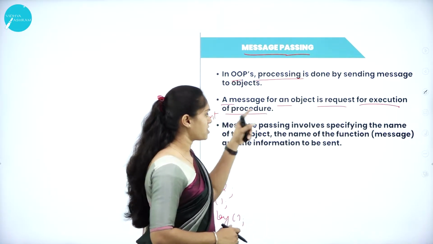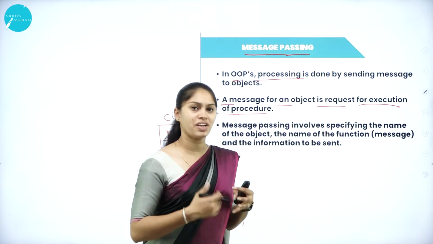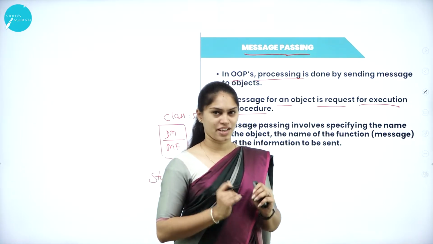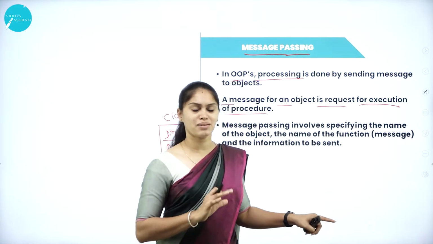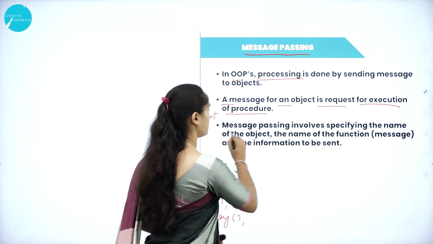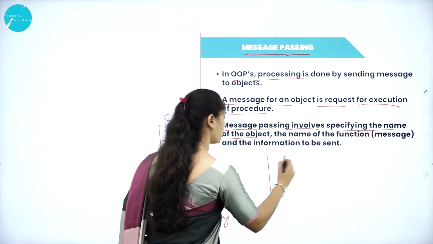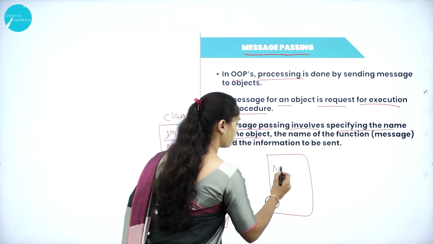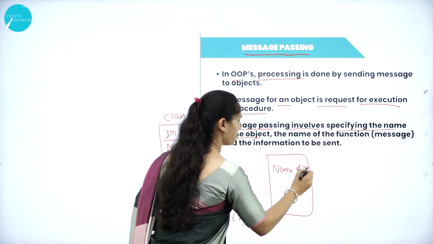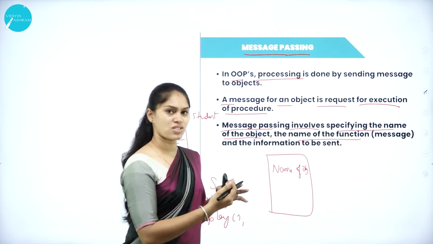See here, a message for an object is a request for the execution of a procedure. We are requesting it to proceed with the execution of a procedure. Then what must the message passing contain? What am I supposed to send? We'll see now. Message passing involves specifying the name of the object. So I have to give the name of an object, then the name of the function, or the procedure that we have.